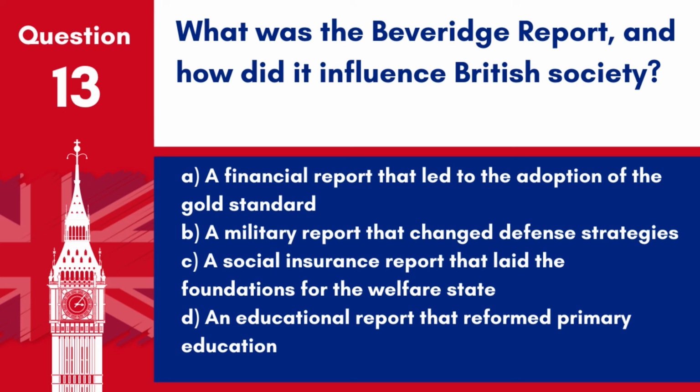Question 13. What was the Beveridge Report, and how did it influence British society? A. A financial report that led to the adoption of the gold standard. B. A military report that changed defense strategies. C. A social insurance report that laid the foundations for the welfare state. D. An educational report that reformed primary education.